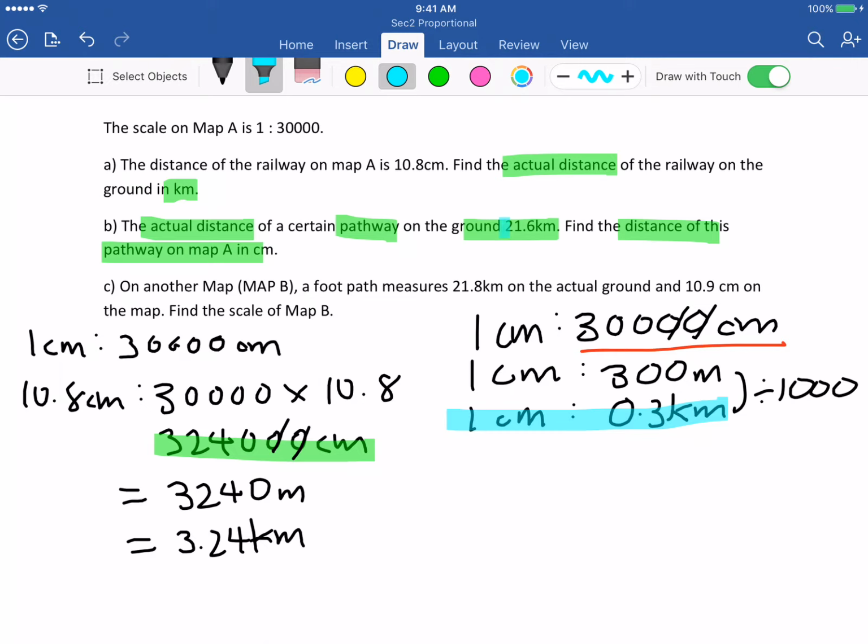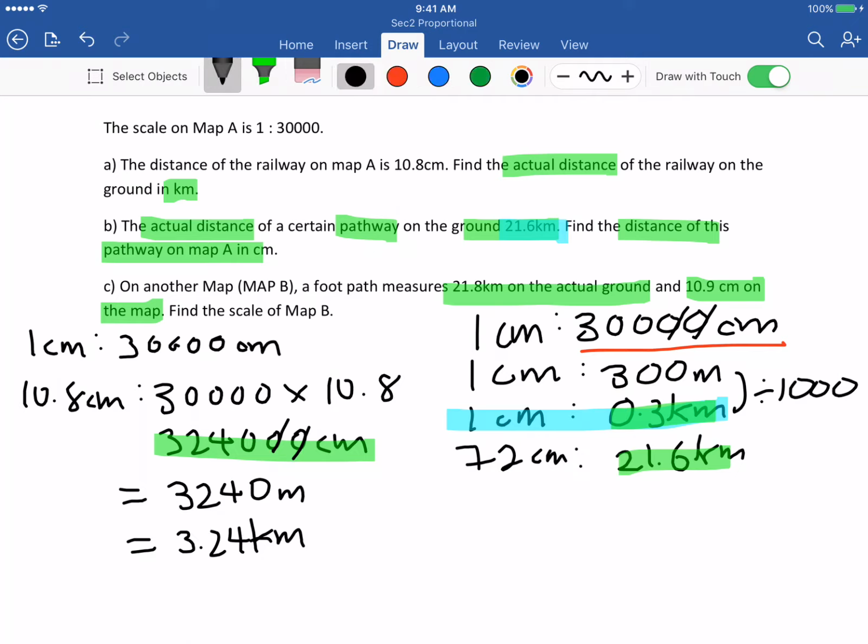The question tells me it is 21.6 km. So how do you get the answer? You just take 21.6 divided by 0.3, and the answer will be 72 cm. That's the answer. Okay. On map B, a footpath measures 21.8 km on the actual ground and 10.9 cm on the map. Find the scale of map B.